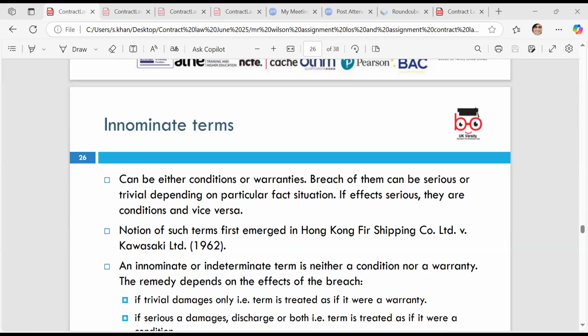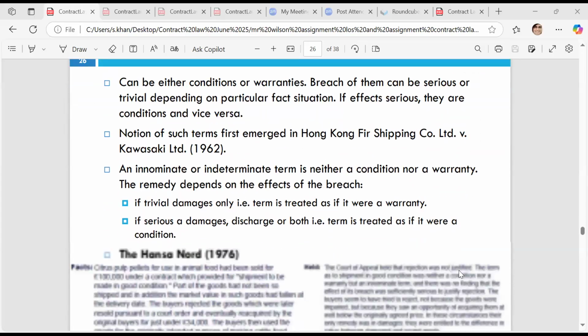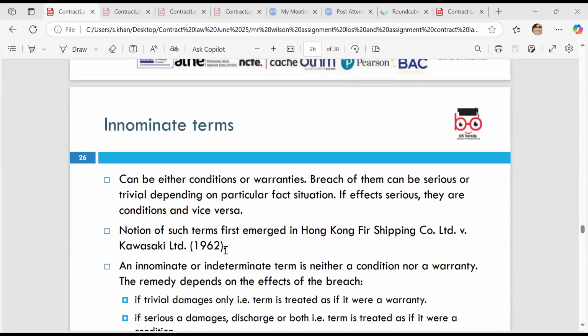This was established in a really famous case, which is the case of Hong Kong Fire Shipping Company and Kawasaki 1962, which looked at conditions and warranties. But the innominate term approach looks at the effect of the breach and whether the innocent party to the breach was deprived of substantially the whole benefit of the contract. Here, only where the innocent party was substantially deprived of the whole benefit will they be able to treat the contract as at an end. So the most important one out of them is the conditions.